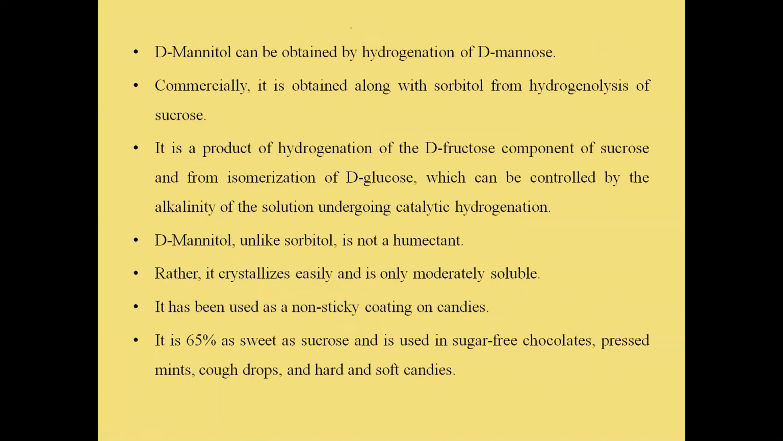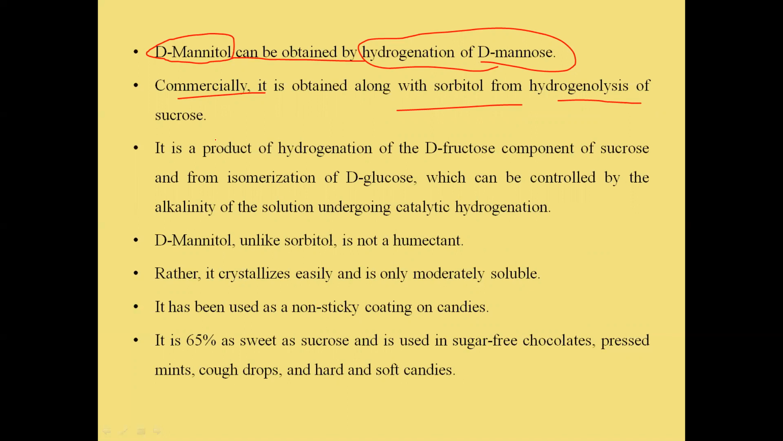Moving on to the next. D-glucose yields D-glucitol, or sorbitol, as it is called commercially. From the hydrogenation of D-mannose, the product obtained is D-mannitol. Mannitol is commercially obtained along with sorbitol from hydrogenolysis of sucrose. We all know that sucrose is a disaccharide, a combination of glucose and fructose. When hydrogenolysis is carried out, the products formed are sorbitol and mannitol. It is the product of hydrogenation of the fructose component of sucrose and of isomerization of D-glucose.